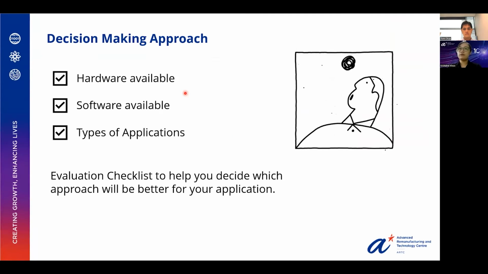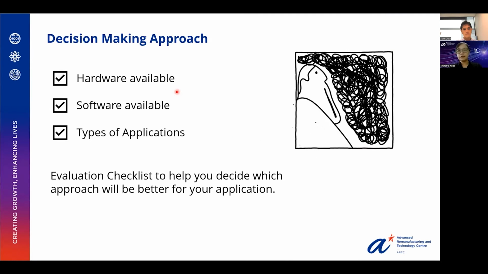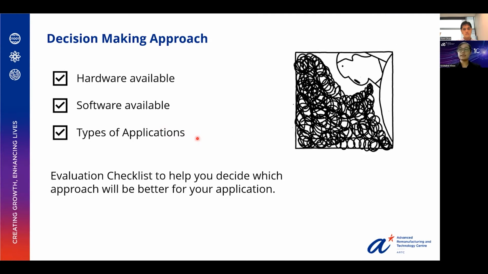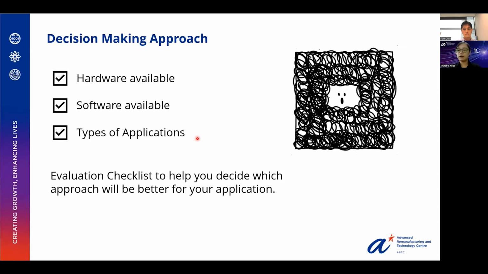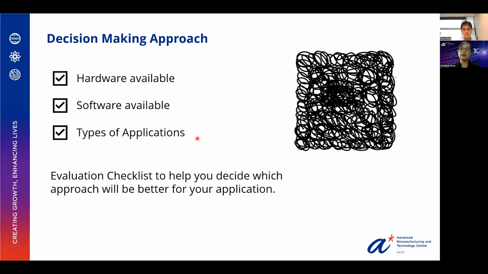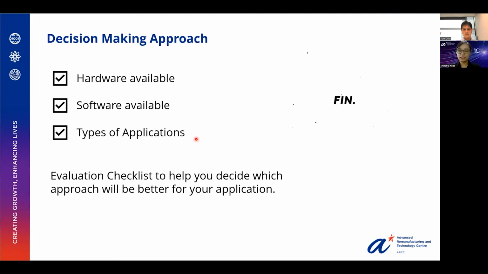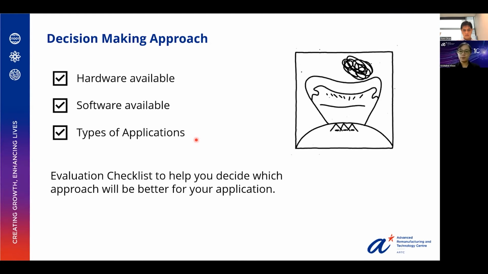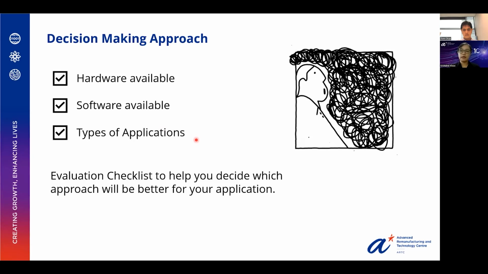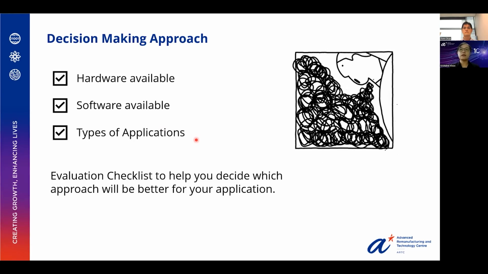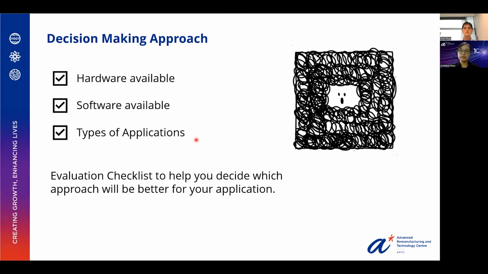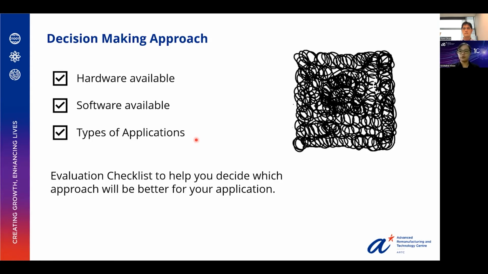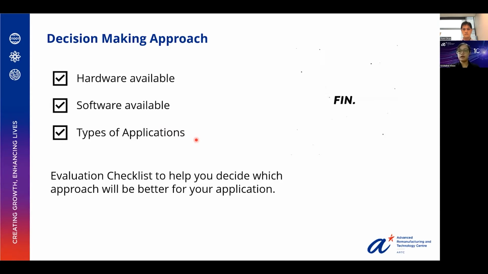Now that you know what hardware is available, what software is available, as well as the types of applications you can go about developing, the next question is, how do you go about choosing? What's the next step forward? So what we'll be covering is also an evaluation checklist that you can consider when you are deciding which approach is better for you, be it choosing a hardware or choosing a software that you would like to move forward with.